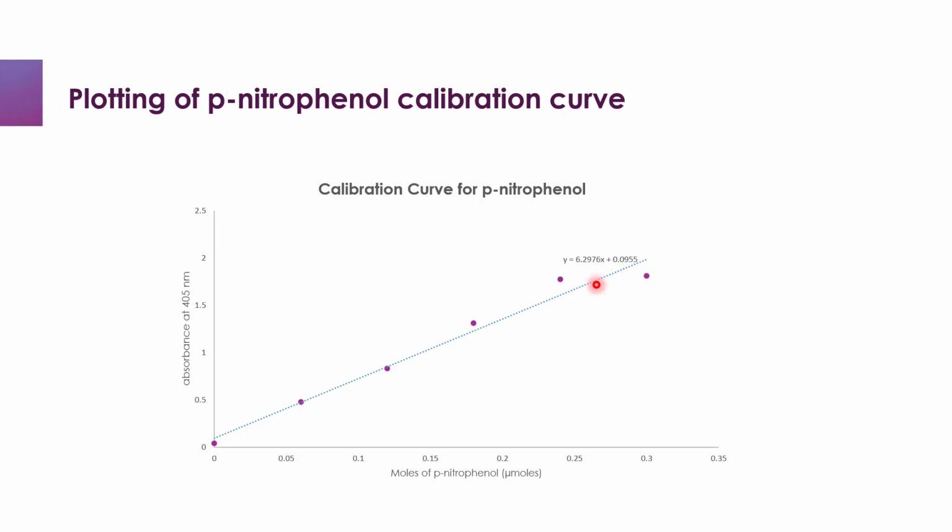0.0955, where the y happens to be the absorbances on the y-axis, the 6.2976 happens to be the gradient or the slope of the line, and s happens to be the moles of the p-nitrophenol on the s-axis, and the 0.0955 happens to be the intercept on the y-axis.